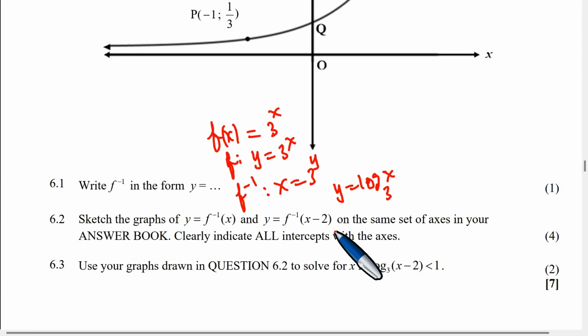That's the question, so continue. We continue.